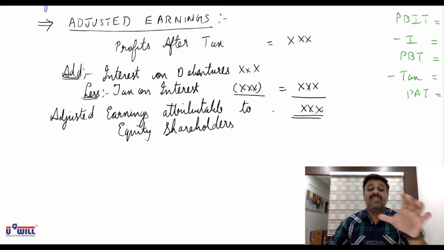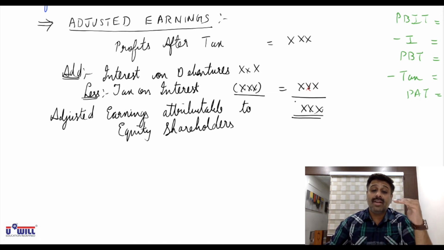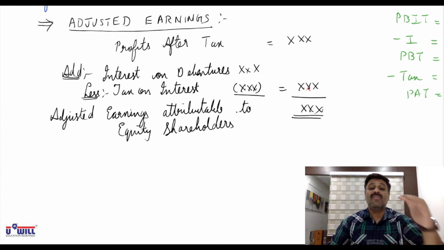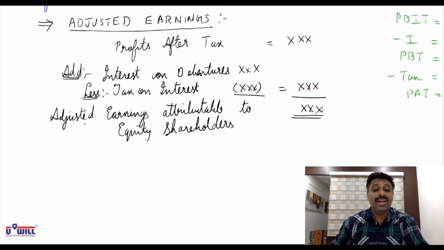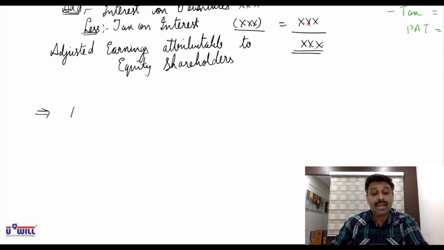Okay, considering the effect of potential equity shares, that if debentures get converted into equity shares in future, what would be your profits in future? They are called adjusted earnings attributable to equity shareholders. Now we understand how do we find adjusted WANES, adjusted weighted average number of equity shares.